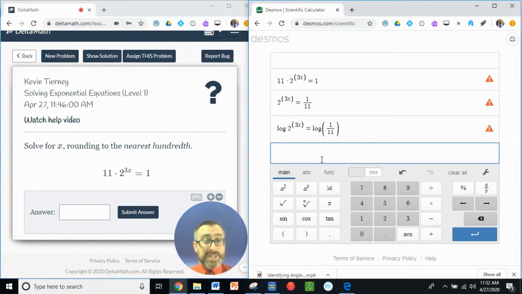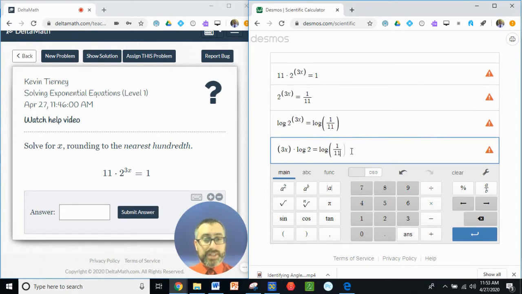And because of my properties of logarithms, I know that whenever the argument of my logarithm has an exponent, I can remove that exponent and shift it as a coefficient of the entire logarithm. It'll look like this. 3x times log of 2, we can now say is equal to log of 1 over 11. Okay, we've done some rearranging and we no longer have an exponent with a variable in it. Much better. I can start canceling using some of my Algebra 1 skills now.